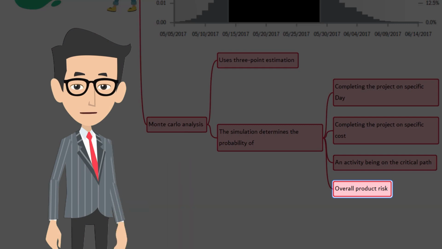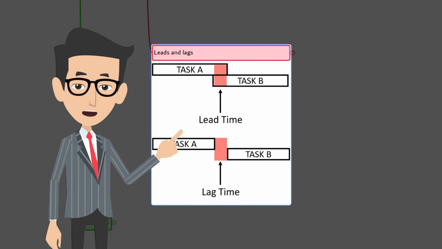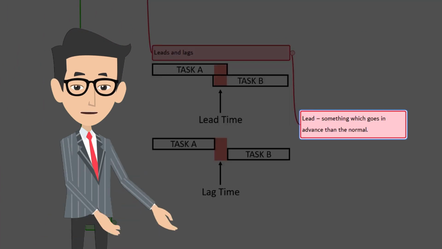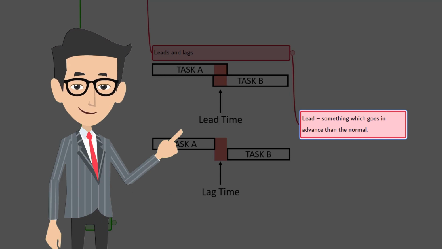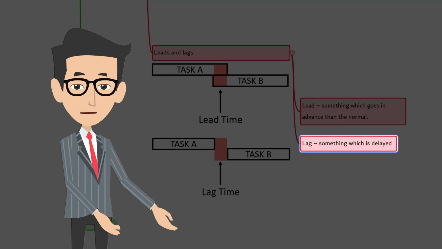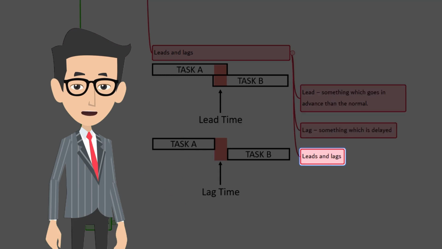Alright, now the next one is leads and lags. We already discussed about it, so let's have a quick recall. Lead is something which goes in advance than the normal, like a leader. Lag is something which is delayed, which means after the completion of predecessor activity, the next activity cannot be started immediately. The successor activity has to wait for a certain period of time. Now, lead and lag in current context. Here, leads and lags are applied during network analysis.